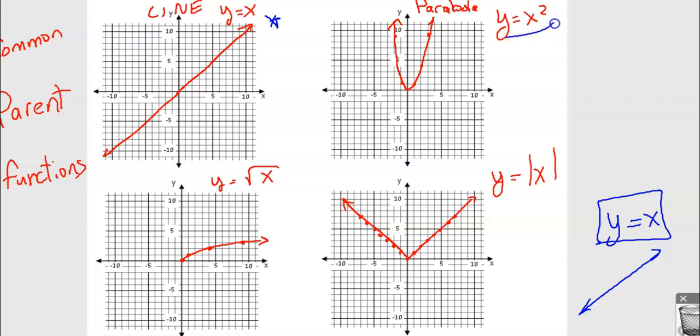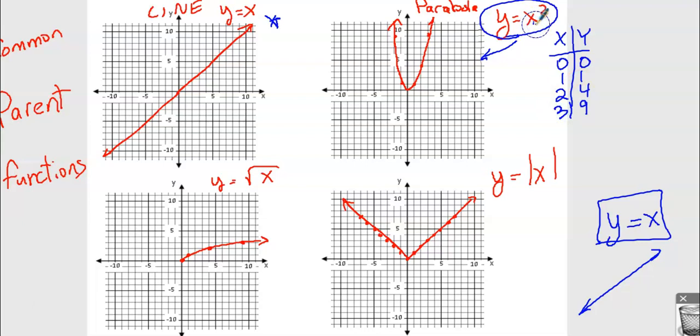So y equals x squared is a common function. If you graph that, it would look like this. It's called a parabola, and it would look like that. So if you make an xy chart, when you plug 0 in, it's going to be 0. Plug 1 in, it's going to be 1. When I plug 2 in, it's going to be 4. When I plug 3 in, it's going to be 9. I'm just squaring everything.